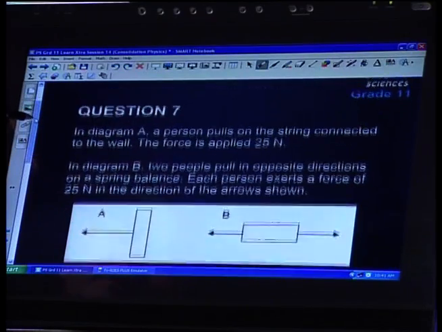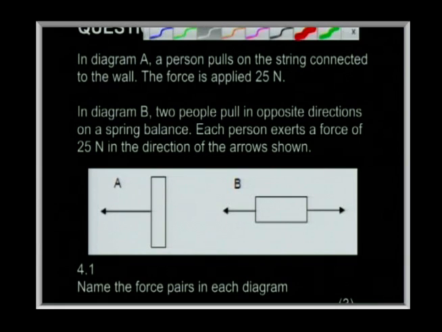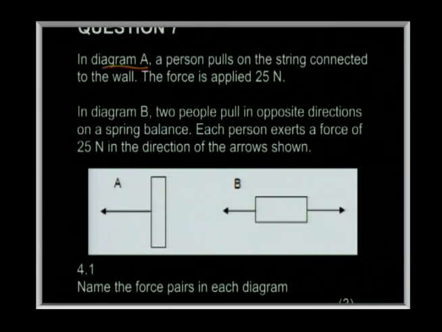Right. We've got another Newton's law question now. Question number 7. Look what it says. Diagram A. Want to highlight. We've got diagram A. That's diagram A there. It says a person, this is A, pulls on the string connected to the wall. The force applied is 25 newtons. So I'm going to say 25 there.